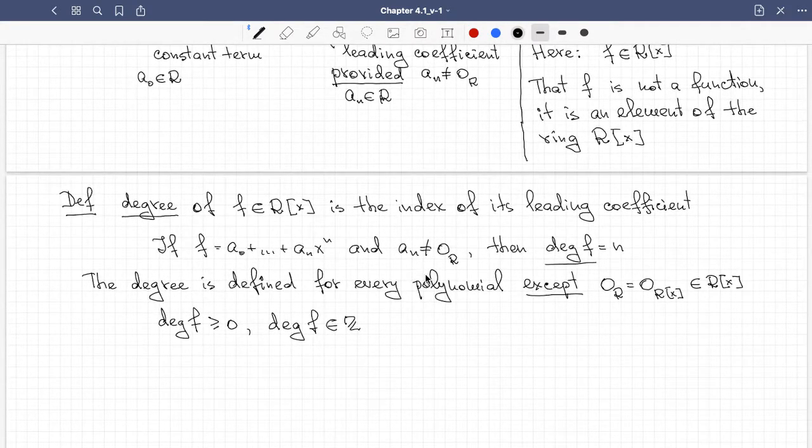In particular, for constants, polynomials f, which are at the same time elements of the ring, just a naught and everything else is 0, the degree is 0, except one polynomial which is a constant and doesn't have a degree.